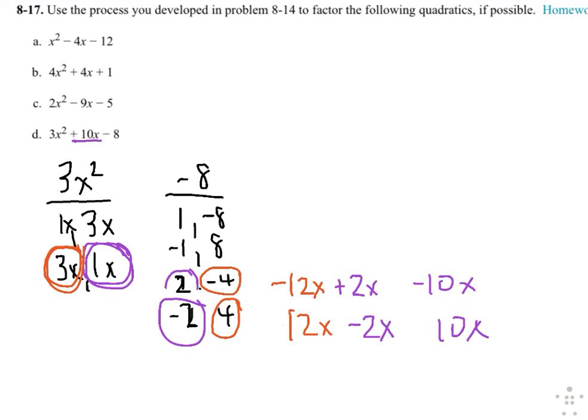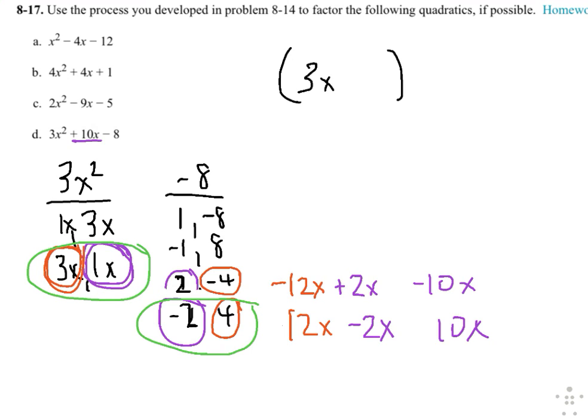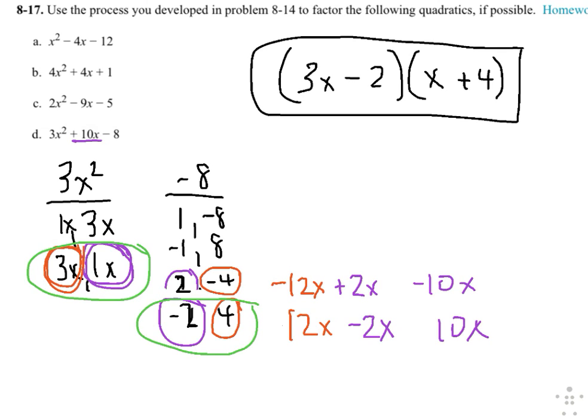So we found that the pair is this one and this one. So we write in order. We have a 3x and a 1x, or x. And we have a negative 2 and positive 4. And we finished.